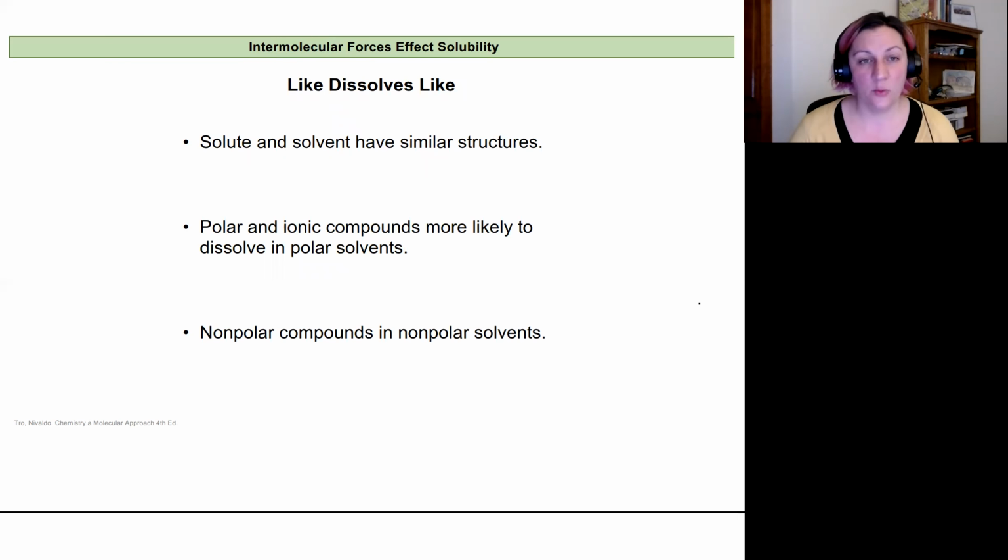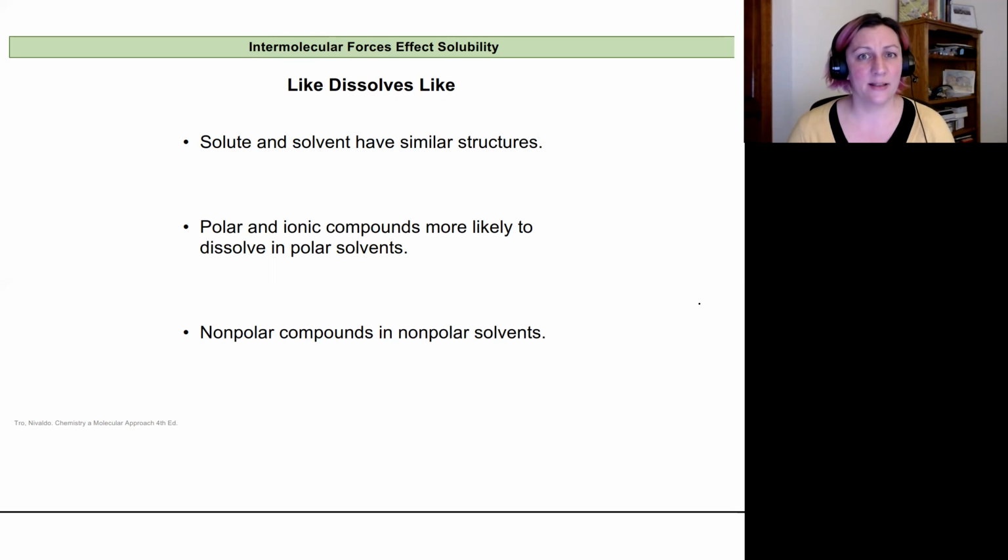So this means that we need our solute and our solvent to have similar, not exactly the same, but similar structural features. If something is polar, it will be more likely to dissolve in a polar solvent. If it has lots of hydrogen bonding capacity, it's more likely to dissolve in something that has hydrogen bonds too. Ionic compounds are more likely to dissolve in polar solvents and very unlikely to dissolve in something nonpolar. And we see nonpolar solvents or compounds dissolve in nonpolar solvents.